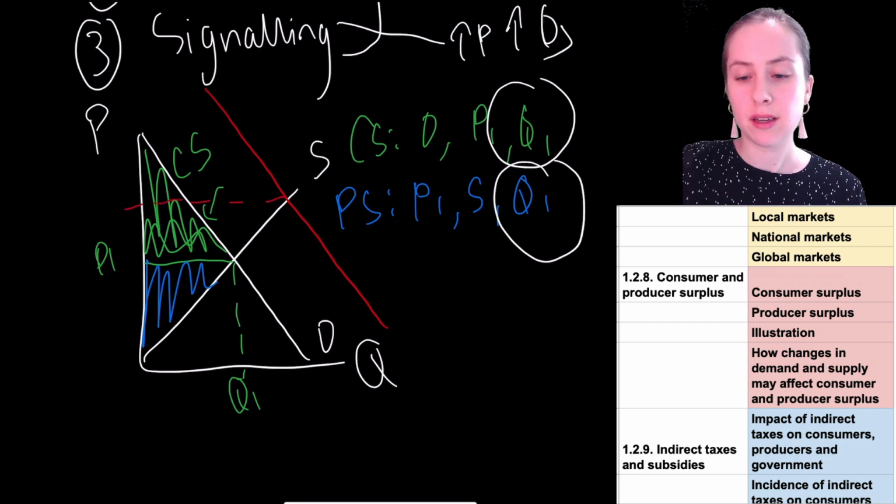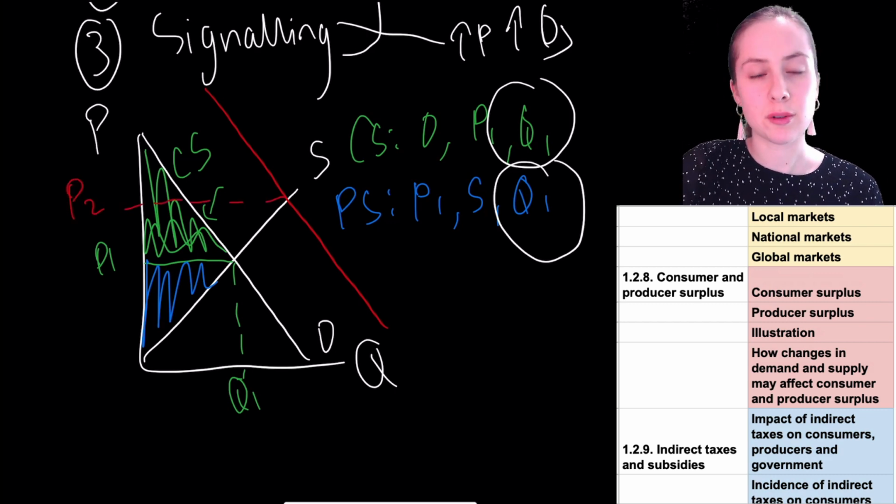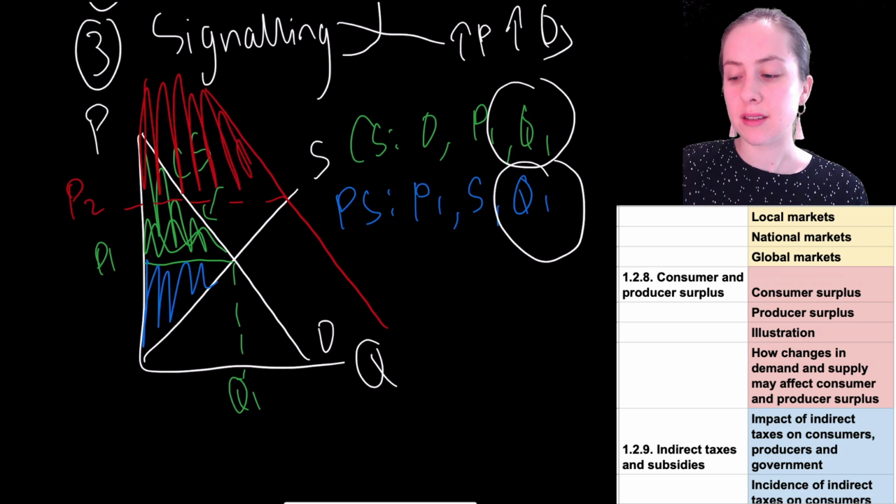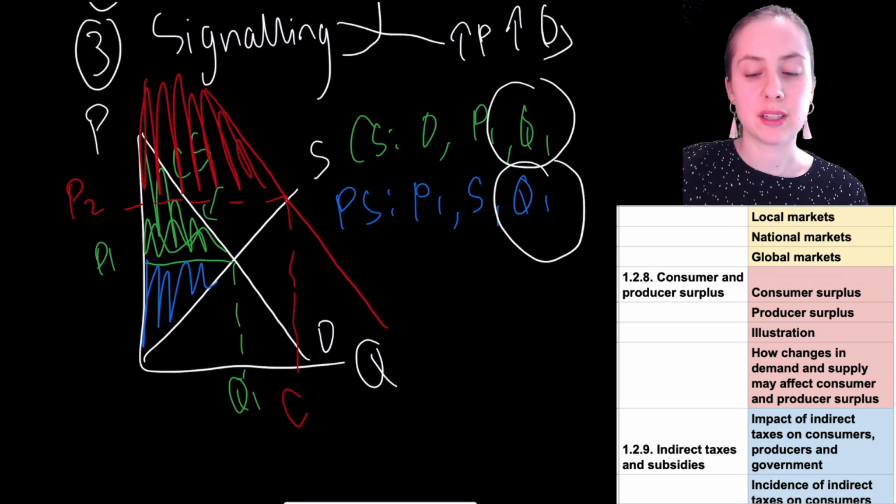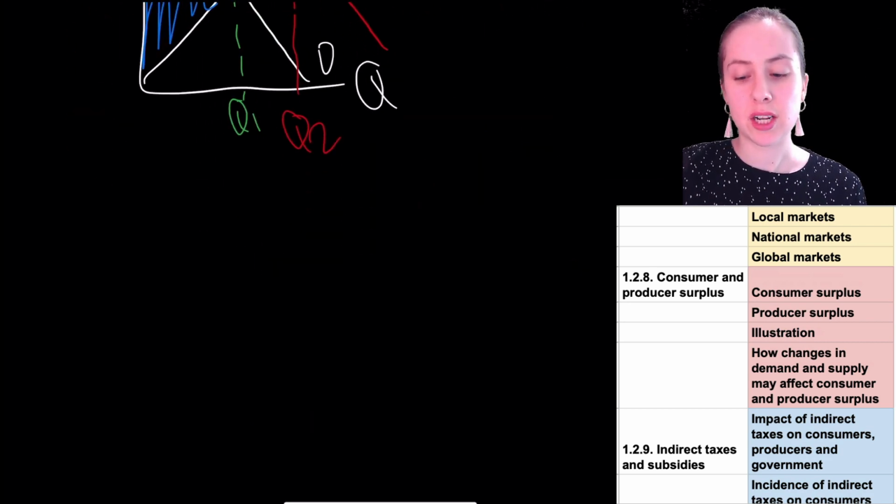If the demand increases in a market, it's going to lead to a new price of P2. So there will be a greater difference between what consumers are willing and able to pay and what they actually do pay. That's the change in consumer surplus.